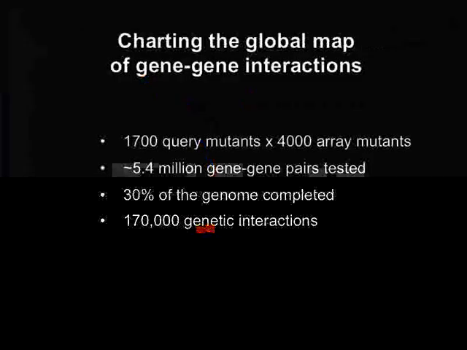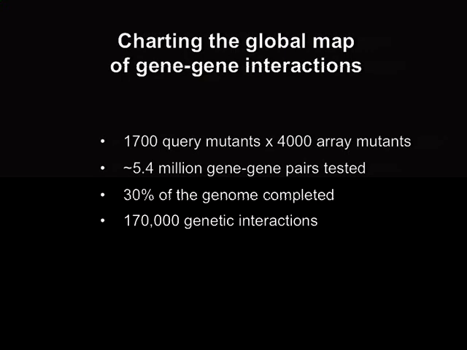At this point, our data set was quite consistent. We had about 1,700 genome-wide screens, with 1,700 queries crossed to about 4,000 non-essential gene deletions. This covered about 6 million total gene pairs, which is about 30% of all possible pair combinations in yeast. And we generated 170,000 genetic interactions, positive and negative, which altogether represent about a 3-fold increase over what was available up to that date.